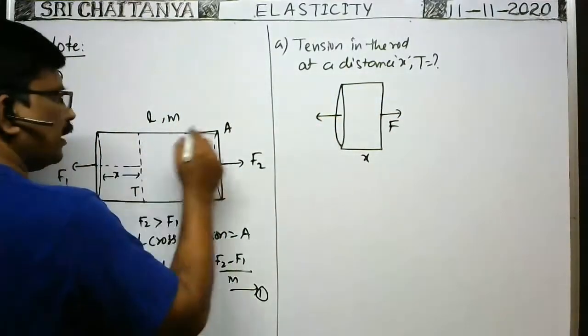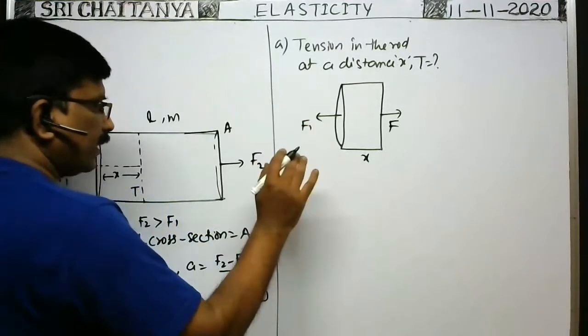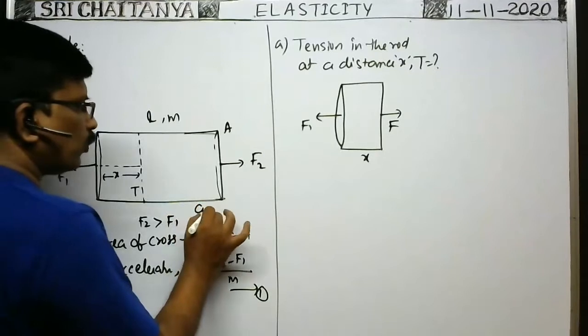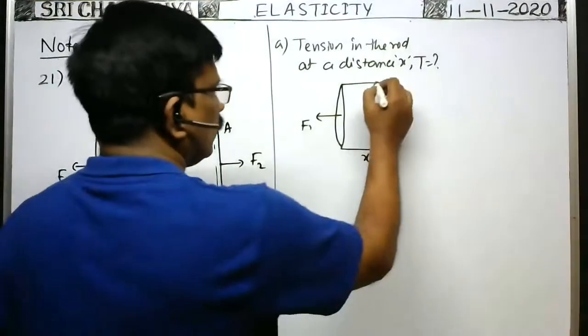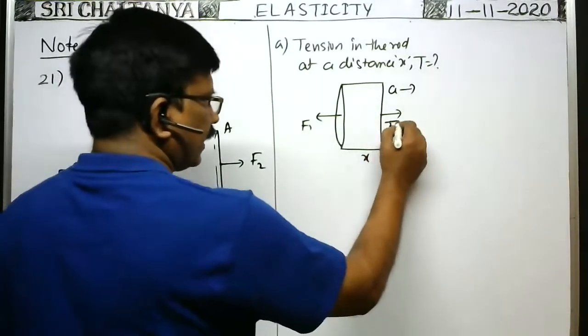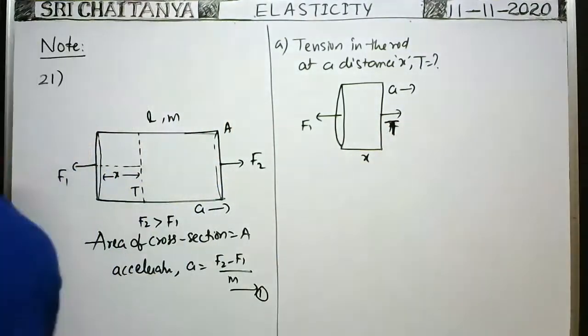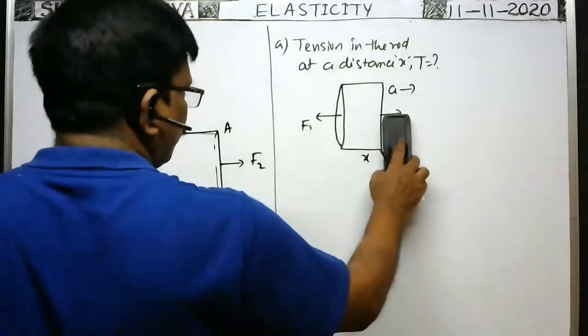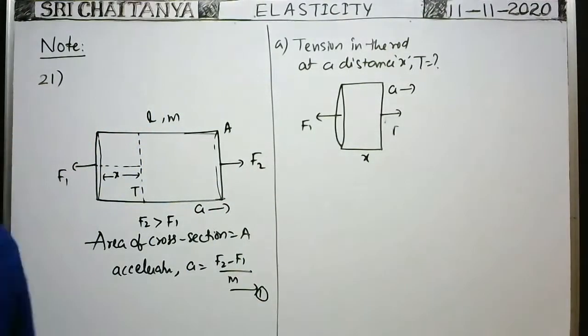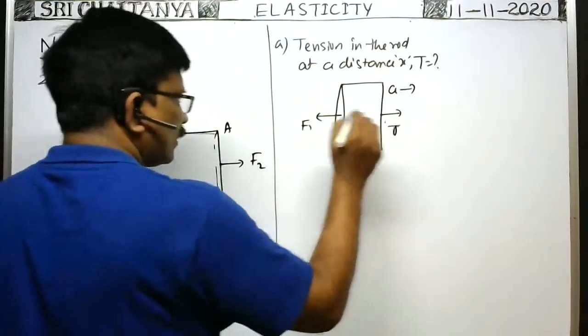Here, applied force F1 is towards left. Even then, as F2 is greater than F1, the entire rod will move towards right with an acceleration A. Obviously, the tension at this point is greater, because of that only this part of the rod will move towards right. That's why here tension is T. So what is the T?